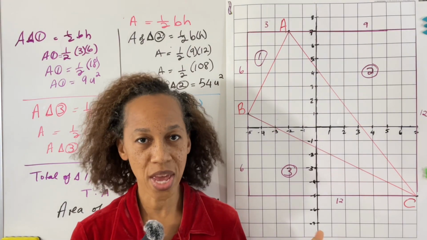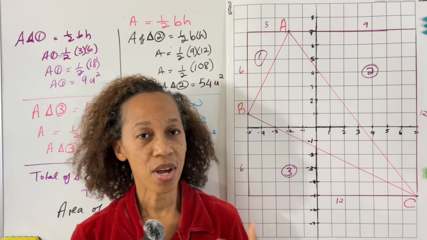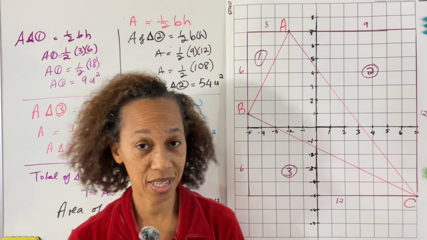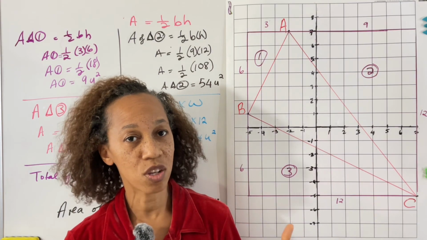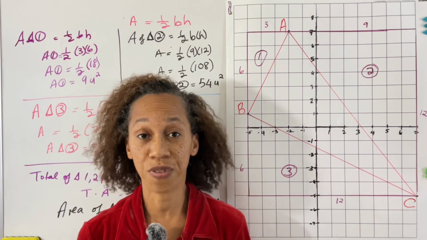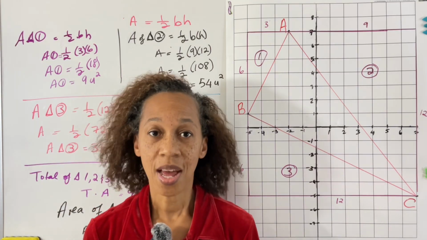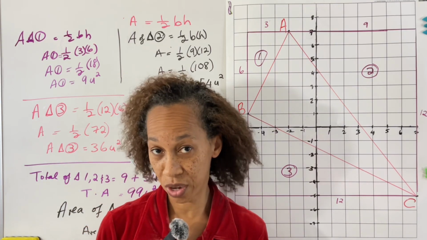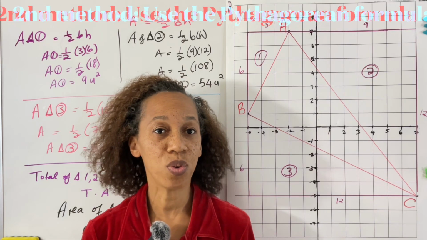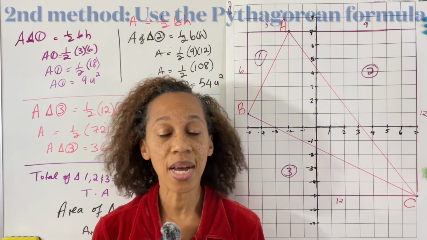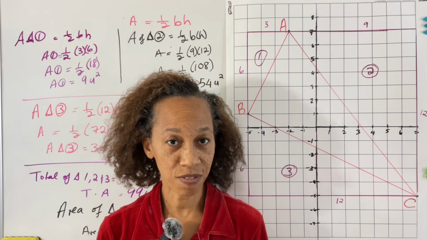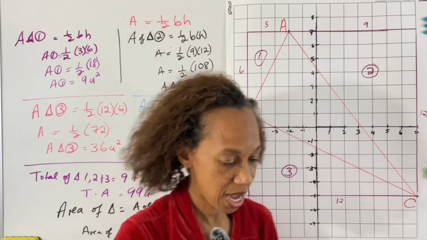So this is one way you can find the area of this triangle when none of the lengths are given to you, and you need to figure out how to find it when it is graphed on the axis. So now let's get into the second method. The second method is to use the Pythagorean theorem formula to find the lengths of the sides and then to find the area of the triangle.